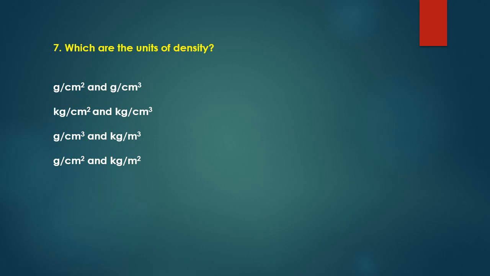Centimeter square cannot be the unit of volume. So it can't be the unit of density either. So the right answer should be grams per centimeter cube and kilogram per meter cube. The mass in grams, normally that is what we follow. If we take the mass in grams, we take the volume in centimeter cube, and the unit becomes grams per centimeter cube. If we take the mass in kilograms, and then we take the volume in meter cube, the unit becomes kilogram per meter cube.